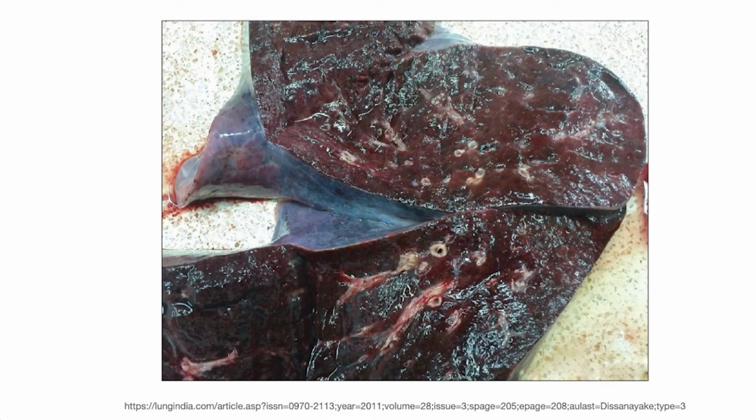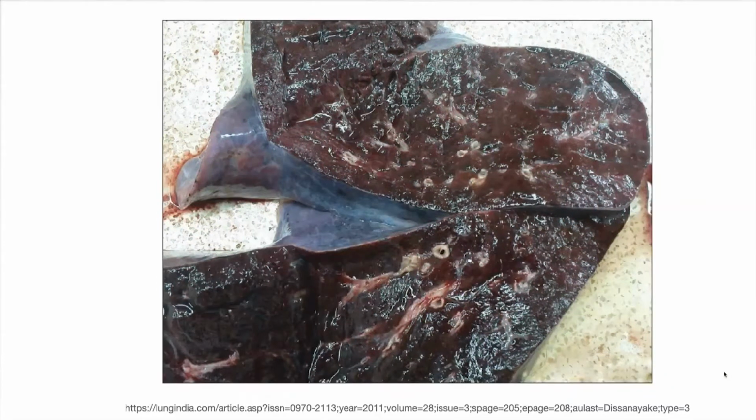And when we do a cross section of it, this is not a normal color of lung. This color we can see in a liver. It's a bit brownish, mahogany color. If this color appears in the lung, it shows that there's a lot of hemorrhage that occurs in the lung parenchyma.